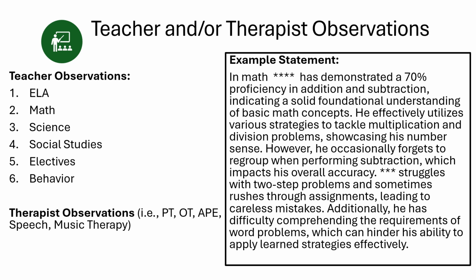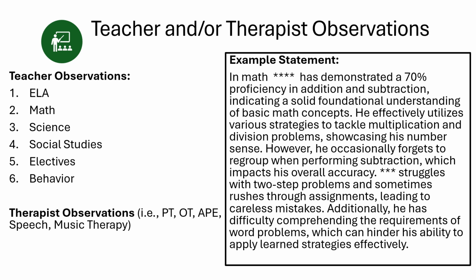Okay, time out. 70%. It says proficiency in addition and subtraction. Well, 70% is considered to be passing, but it's barely passing. So as I read along, I want you to keep the 70% in mind, because there are some golden nuggets of information in here that I might be thinking about as a parent, as I'm reading through the PLAAFP, that I might have for the committee. Okay. He effectively utilizes various strategies to tackle multiplication and division problems, showcasing his number sense.